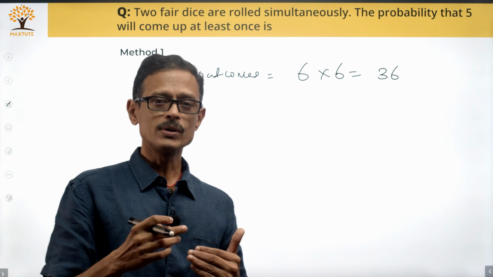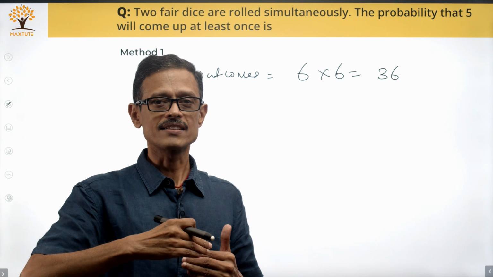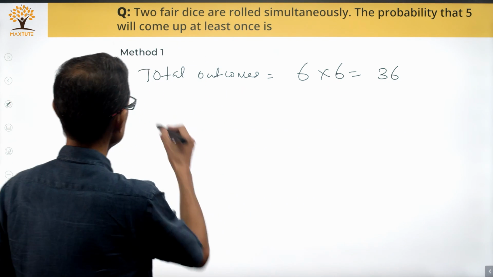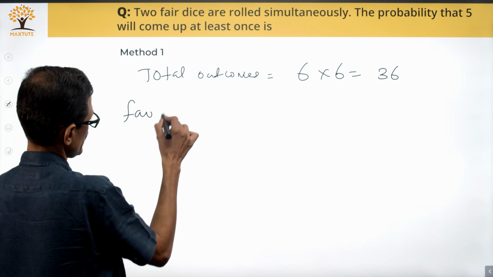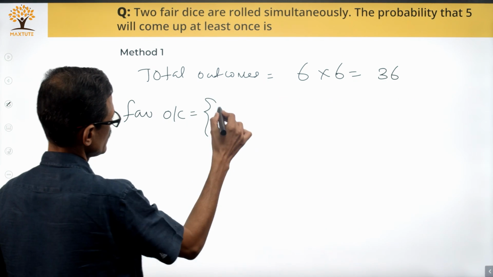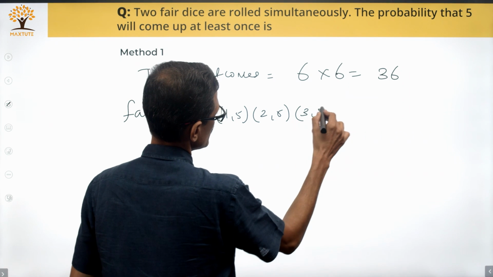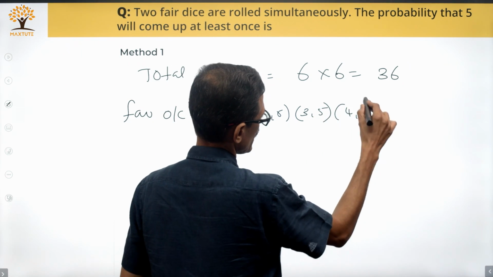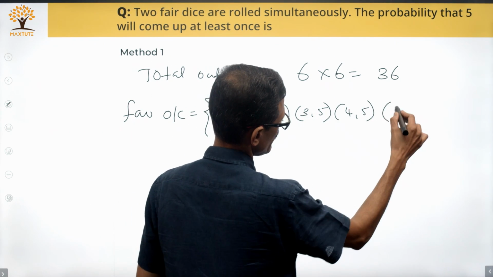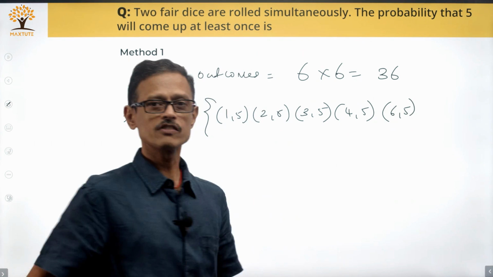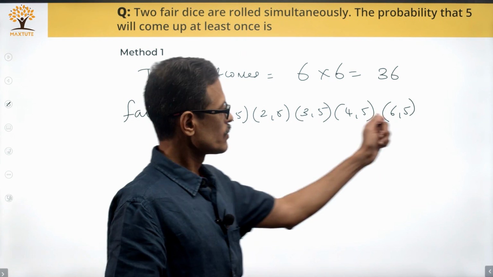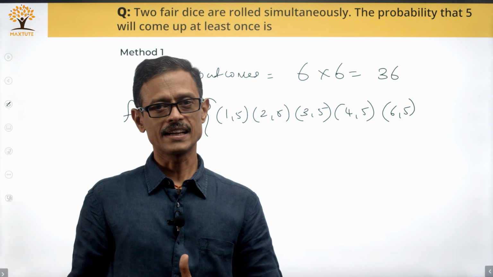So let's start with counting the outcomes in which 5 appears as the second die, right? So favorable outcomes for us will essentially include 1, 5, 2, 5, 3, 5. Let's start by counting the instance where it appears only in the second die. 5, 5 I'm not counting because it appears as a part of both the dice. So these are the outcomes where 5 appears only in the second die.